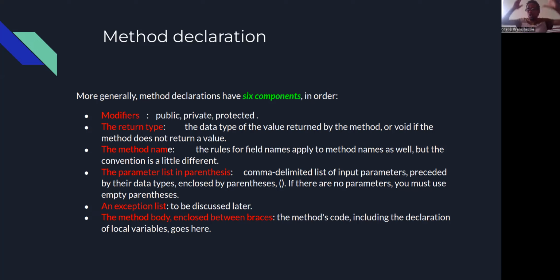And the last one is the body. The body, we put it under the curly braces. Under the curly braces, we put the body, or the business of the method. Okay, these are the 6 components of a method in Java.